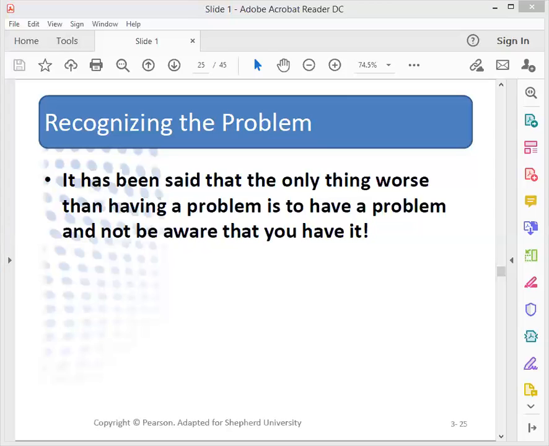So the only thing worse than having a problem is having a problem and not being aware of it. For the problem source, failure to meet an objective, we use a control system to recognize this problem. For managers to recognize a problem when the source is failure to meet objectives, they must be knowledgeable of objectives and actual performance. To control is one of the basic functions of management.